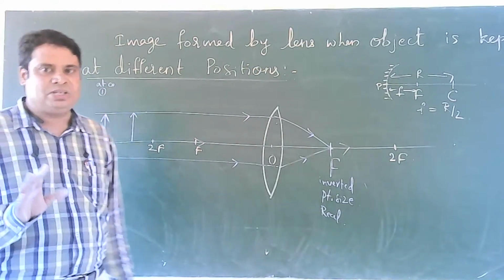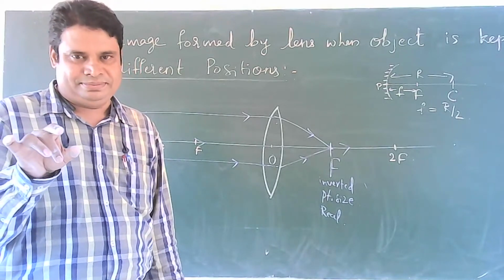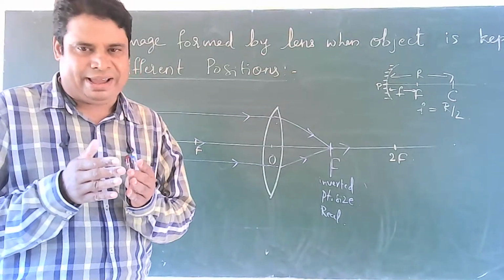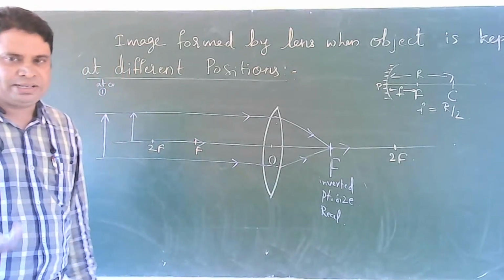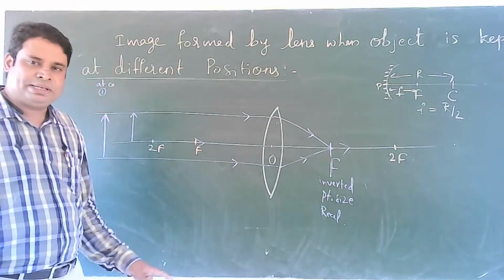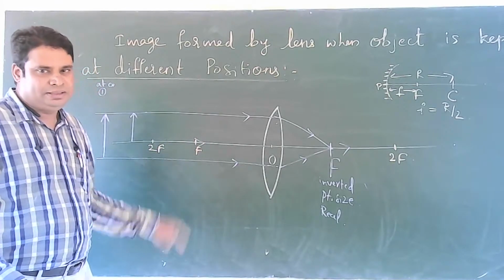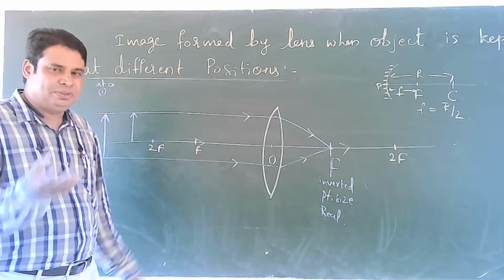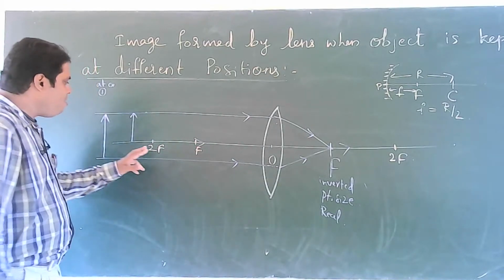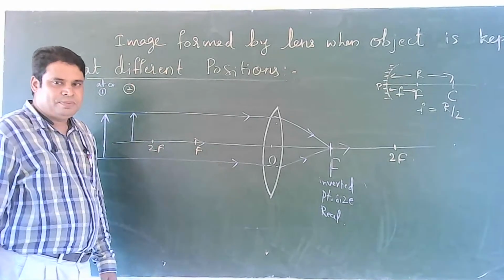Please remember, in case of a lens, we do not use C. Why? To avoid confusion due to the radii of the two surfaces and the refractive index of the material used. We use 2F, where 2F represents exactly 2 times the focal length. Please remember, this is the second position.